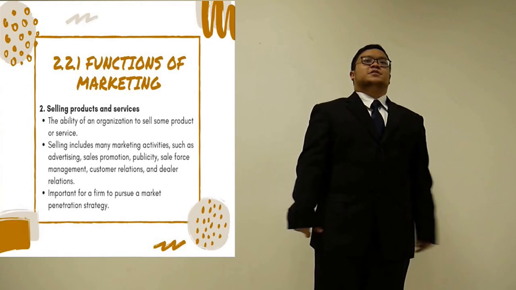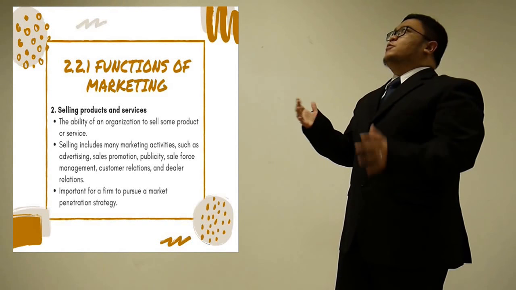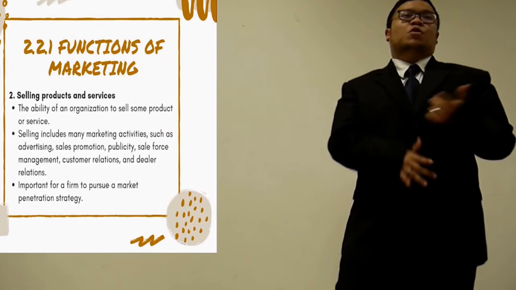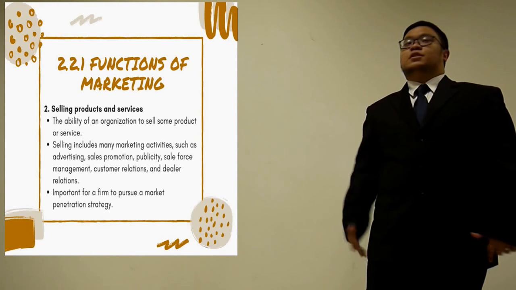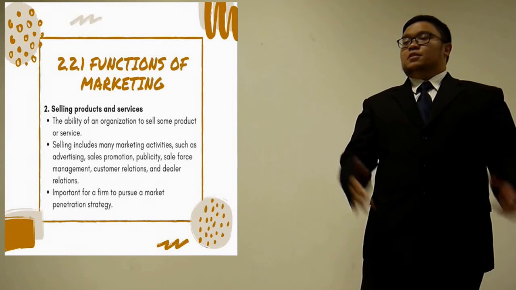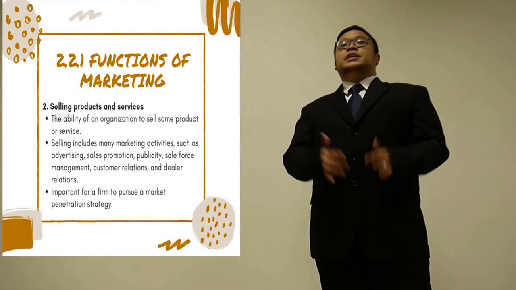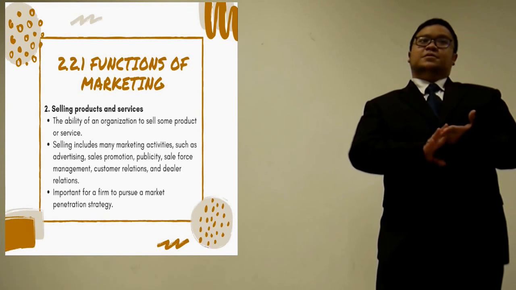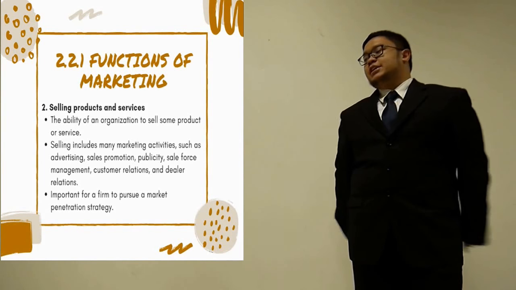Okay. So next, selling products and services. Where we always see this kind of behavior is at a small shop, supermall, at retail. It is the ability of an organization to sell some product or service. There are a lot of examples. You just go to the mall and you see it. Selling includes many marketing activities such as advertising, promotion, publicity, sales force management, and customer relations.